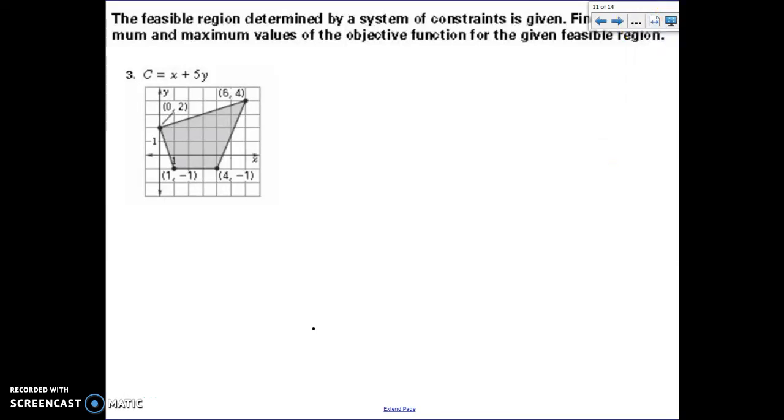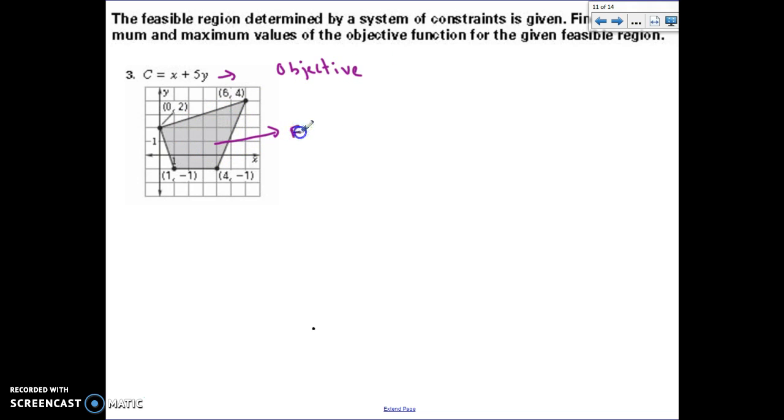Today we were looking at the 3.5 notes, and we were talking about the idea of constraints, objective functions, and feasible regions. So this is an example of an objective function, and the goal of an objective function is to allow us the chance to find a maximum or a minimum value given a certain amount of constraints, which are graphed, and then gives us this feasible region. So this is your feasible region.